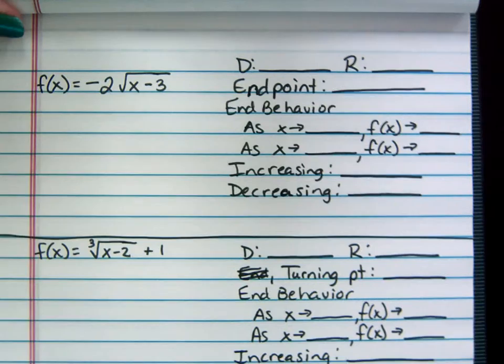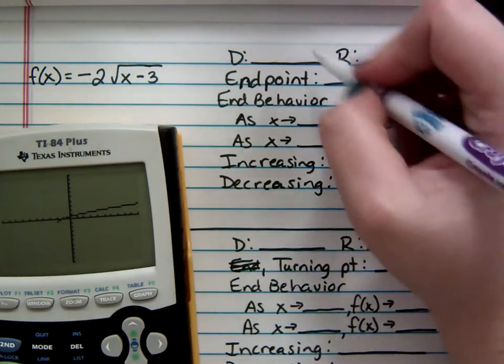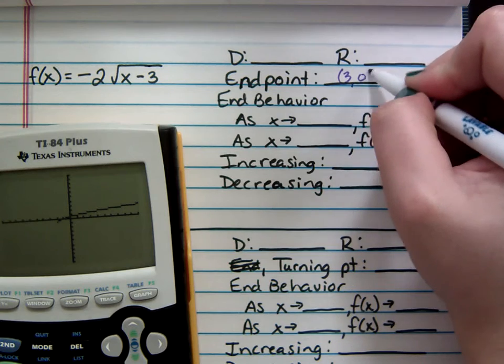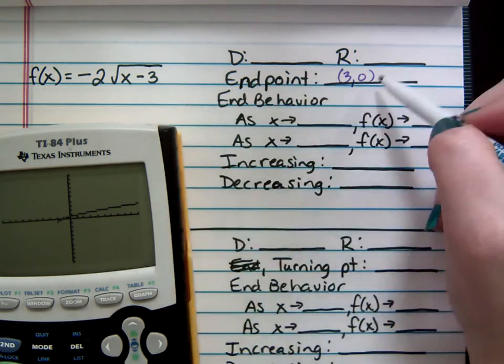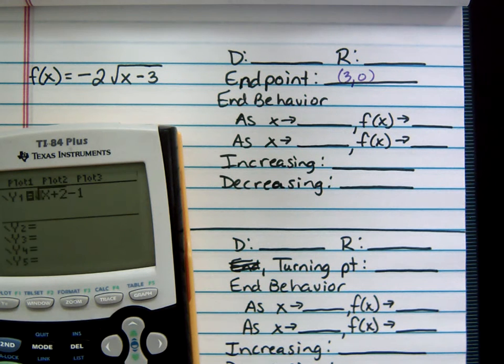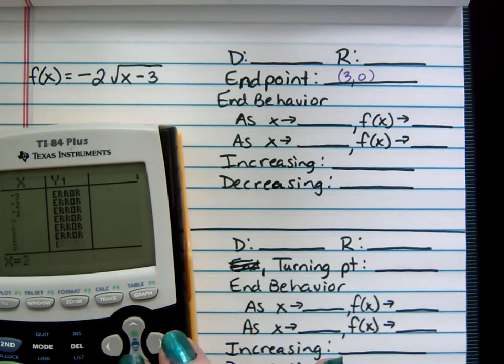This one is a reflection. So I can tell by looking that my endpoint will be at (3, 0). You change the sign of the one inside and outside. There wasn't any, so that tells me 0. But again, you can also go here, graph it, and then look at your table, and you can get your endpoint that way as well.